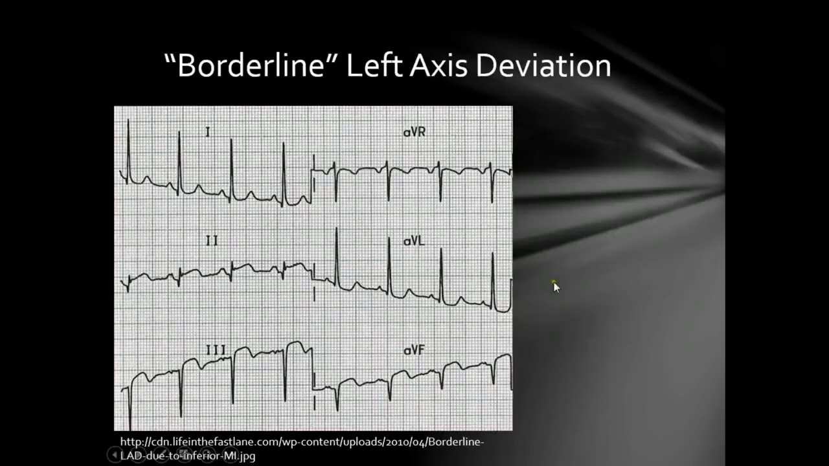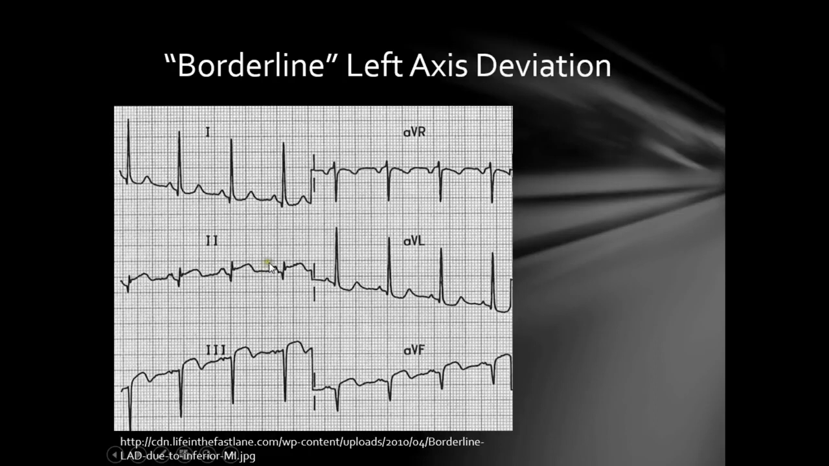And now we have an example of a left axis deviation. So again, first using the quadrant method, we can see that lead 1 is positive and AVF is negative, and lead 2 is kind of isoelectric. And again, we said that with the quadrant method, we need to have both leads 2 and AVF negative. So using the quadrant method, we can say this is a borderline left axis deviation.